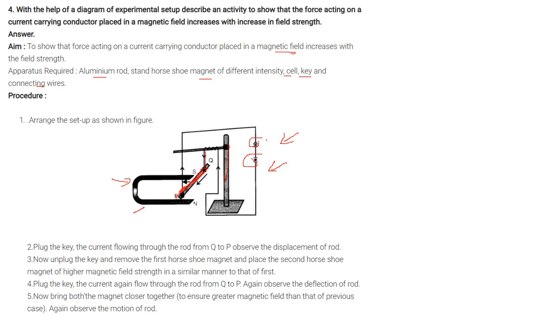Now we unplug the key and remove the first horseshoe magnet and place the second one, because we want different intensity. We take it off and put another one with different intensity, with higher magnetic field strength. Now we plug the key again, and the current again flows through the rod PQ. We again observe the deflection of the rod. Now we bring both the magnets close together to ensure a greater magnetic field than in the previous case, and we again observe the motion of the rod.